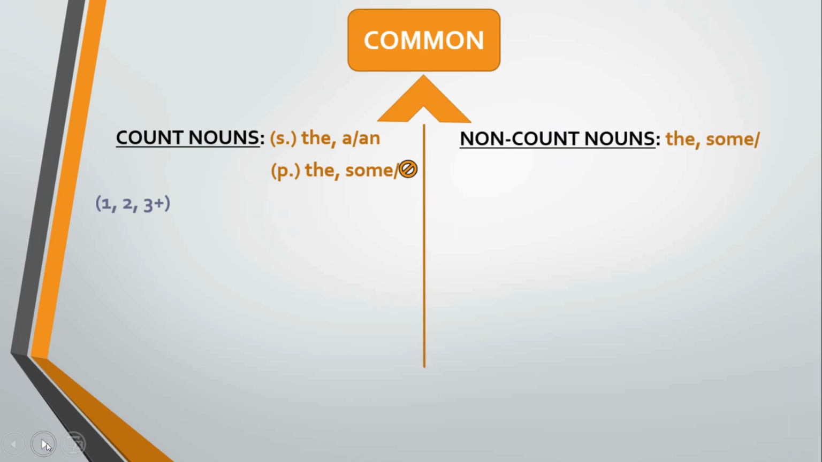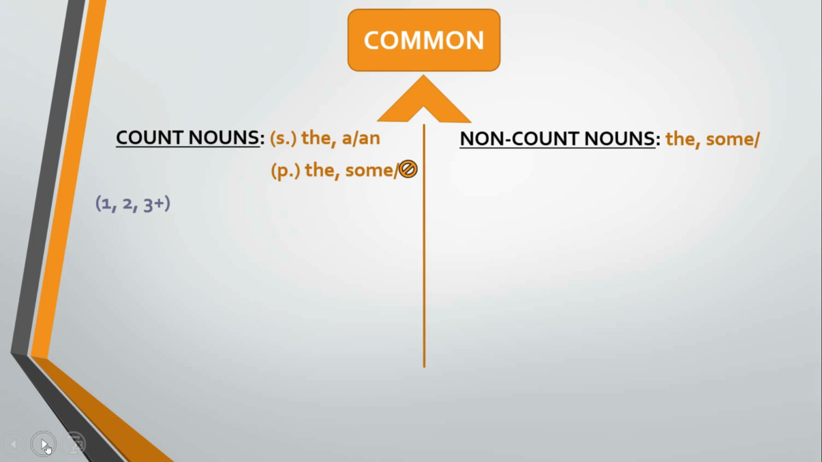Count nouns can take the definite article the and a and an, and regarding the plural, they can also take the definite article the, and they can also take some and absence of article, depending on what kind of noun we're talking about. The main thing that you need to remember about the count nouns in English is that you can count them. You can say 1, 2, 3, 4, 5, okay?